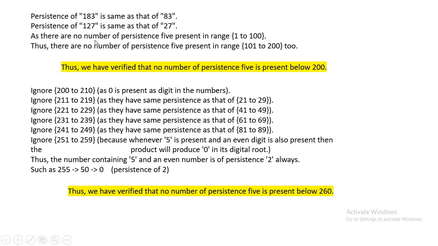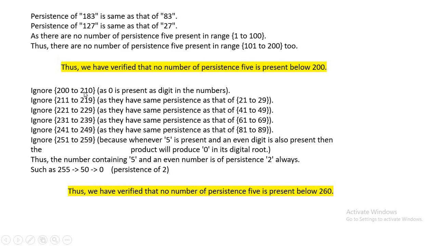As there is no number of persistence 5 present in the range 1 to 100, there is no number of persistence 5 present in the range 101 to 202, because they are both the same. Thus we have verified that no number of persistence 5 is present below 200. Okay, now ignore 200 to 210 also, because we are getting 0 as a digit in all the numbers between 200 to 210.